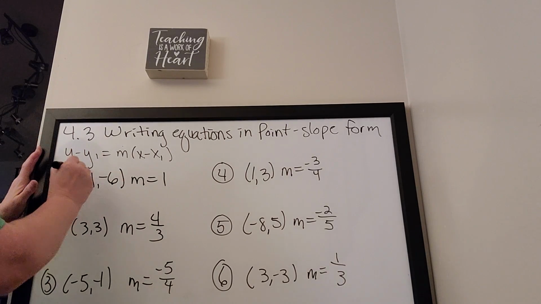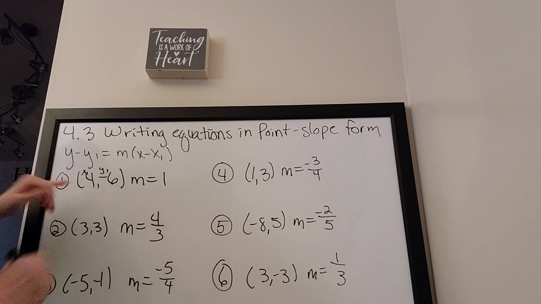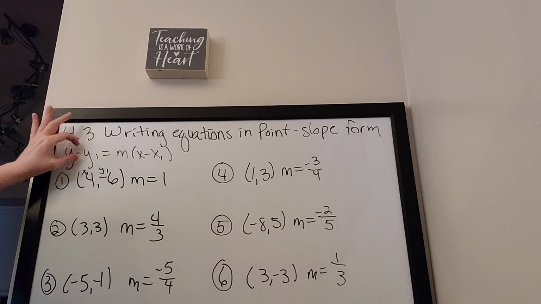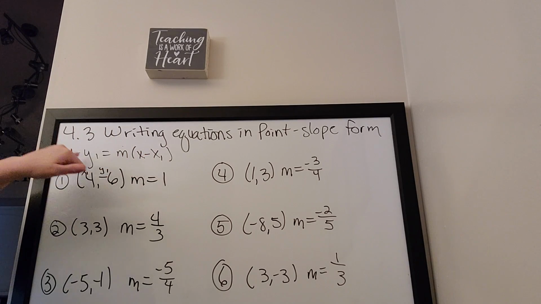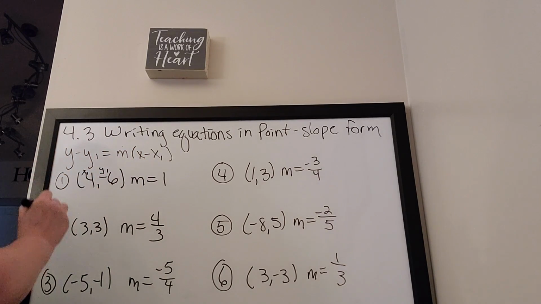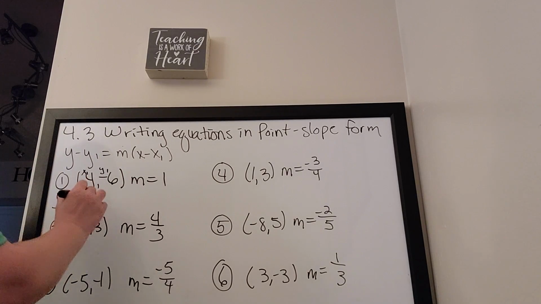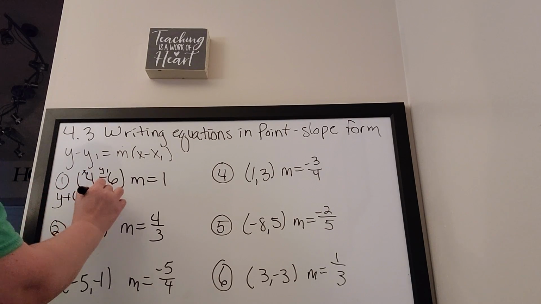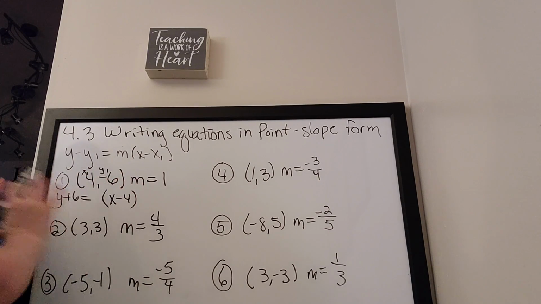So we're just going to fill in. This is x1, this is y1. Here's where we have to remember. If it's a negative, it's going to be a positive. The formula is minus, so if it's minus a negative, it's plus a positive. So this is actually going to be y plus 6 equals, m is 1, so we really don't have to put anything here, or we could put a 1, x minus 4, and we're done. It looks like we need to do more, but we don't.